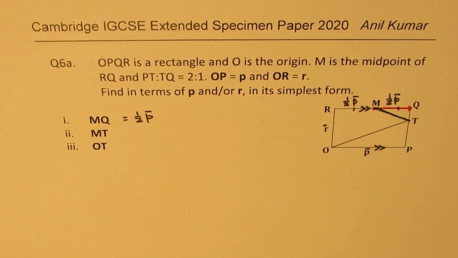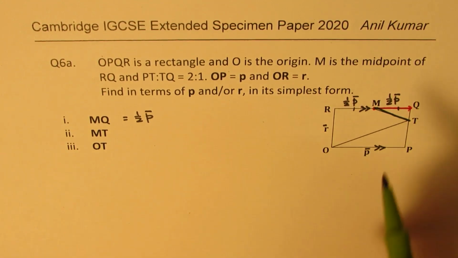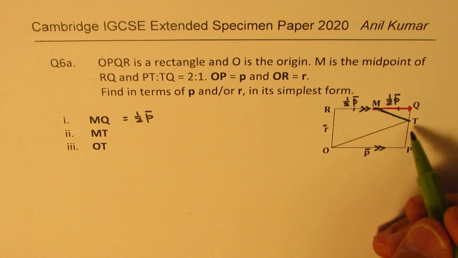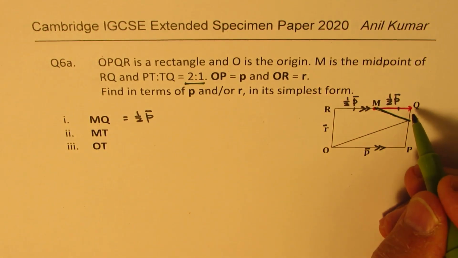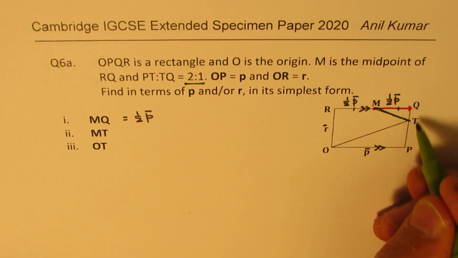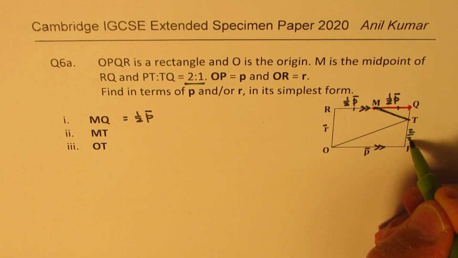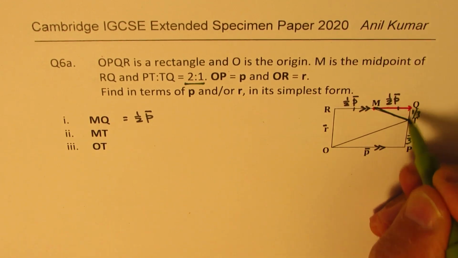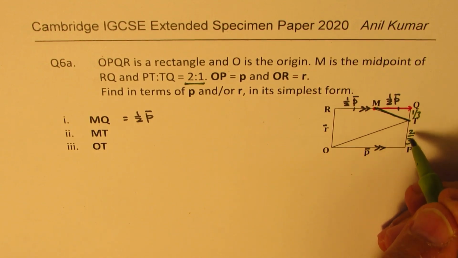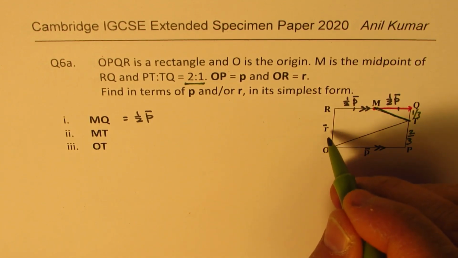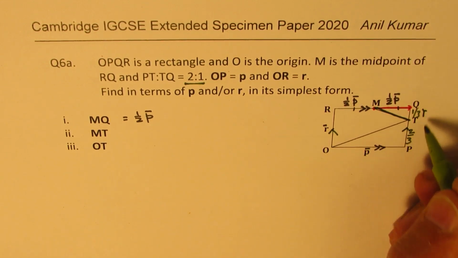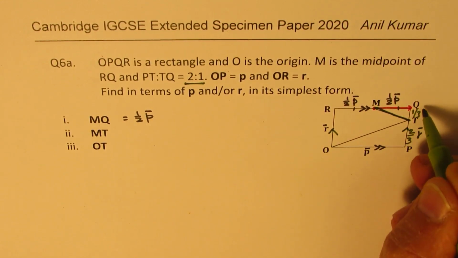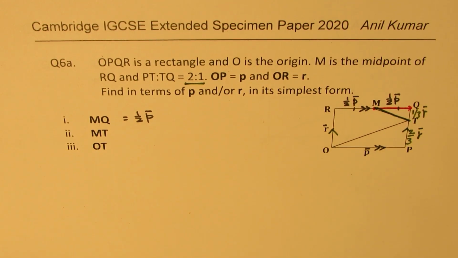Now how can we reach from M to T? We are given that this side is in the ratio of 2:1. That means if I divide into 3 equal parts, then this becomes 2/3 and this becomes 1/3. 1/3 and 2/3 of what? 1/3 and 2/3 of r, correct? So that is what they are, right? So they are 1/3 and 2/3 of r.